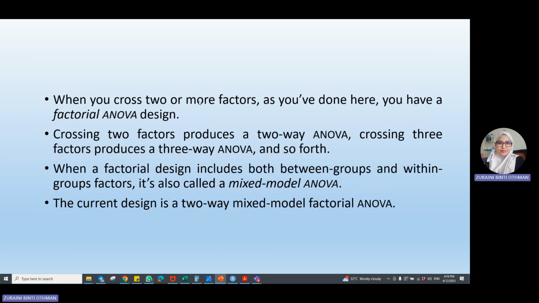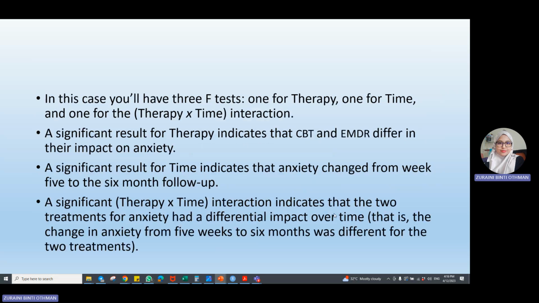Okay, when you cross two or more factors, you have a factorial ANOVA design. Okay, crossing two factors produces a two-way ANOVA. Crossing three factors produces a three-way ANOVA, and so forth. Okay. When a factorial design includes both between group and within group factors, it's also called mixed model ANOVA. Okay, the current design is a two-way mixed model factorial ANOVA.